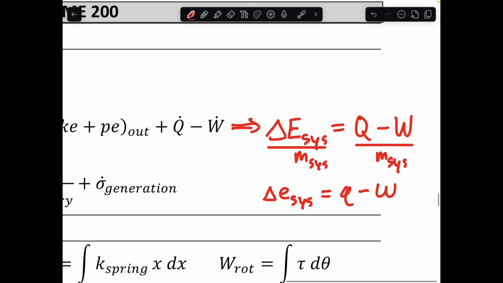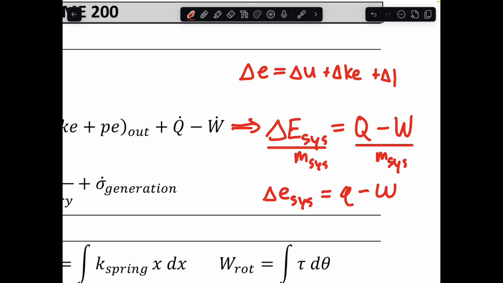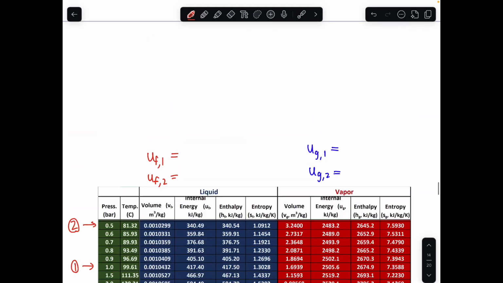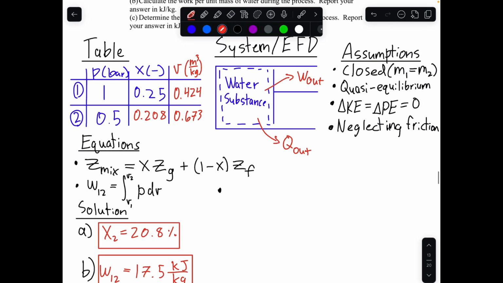And then we can go one step further to simplify this by remembering that the change in specific energy is equal to the change in specific internal energy plus the change in specific kinetic energy plus the change in specific potential energy. But remember, we are assuming that we can simplify by neglecting kinetic and potential energy because it doesn't give us any information about those terms. So now we're just left with the change in specific internal energy as the total change in energy of the system. So now we can write this equation up in our equation section. So I will go do that.